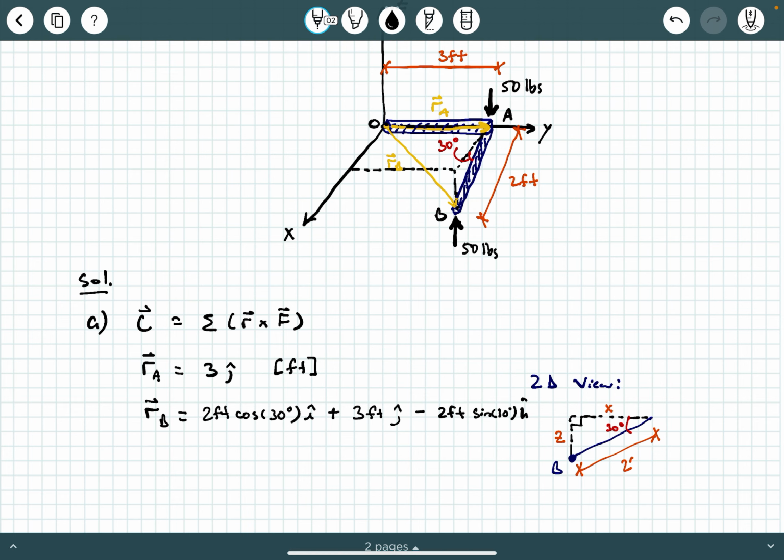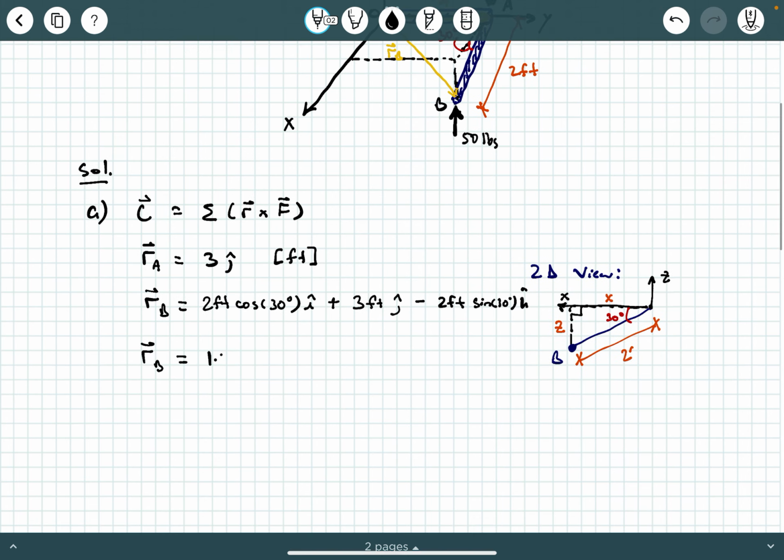All right. Now, again, how do I know that? Well, again, I'm just using right triangle trigonometry here. And I can be a little bit more specific. In fact, the z-axis, if I were to draw this, it would look like that, and then the x-axis is coming over here, all right? So working this out, what will I get? Well, I'll get RB is equal to 1.732i plus 3j minus 1k, collectively with units of feet.